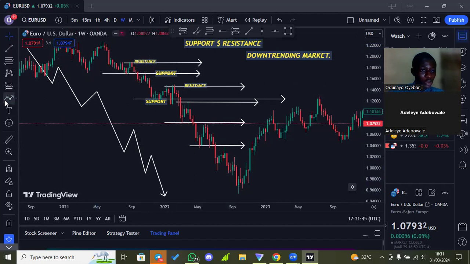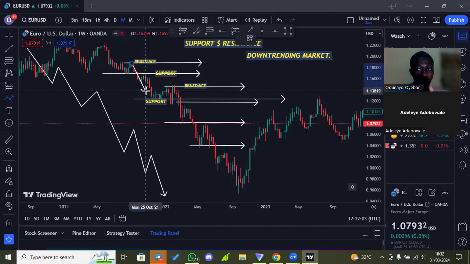I want you to answer this question. So we formed support, then we break it. Are you with me? We break it. Do you get that? In a downtrending market, we break what? We break support. We break support and we find resistance. Are you following me? We break support and we find what? Resistance.